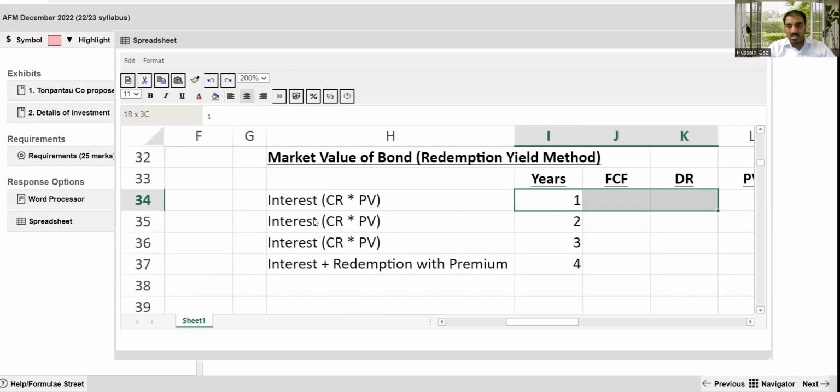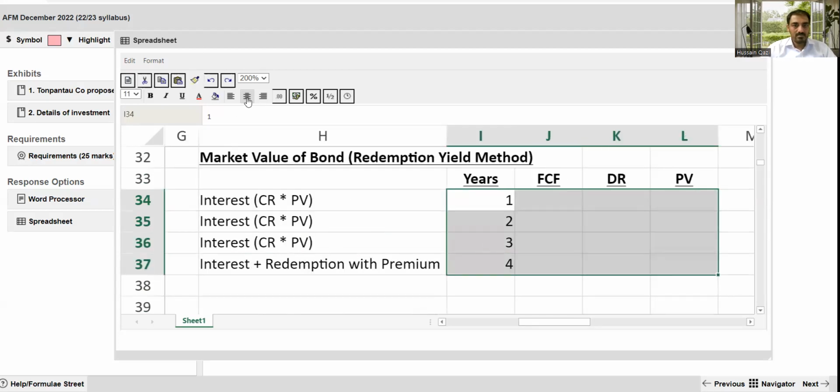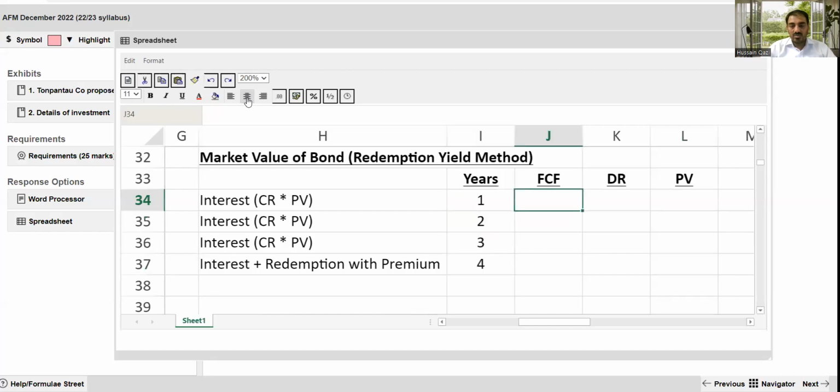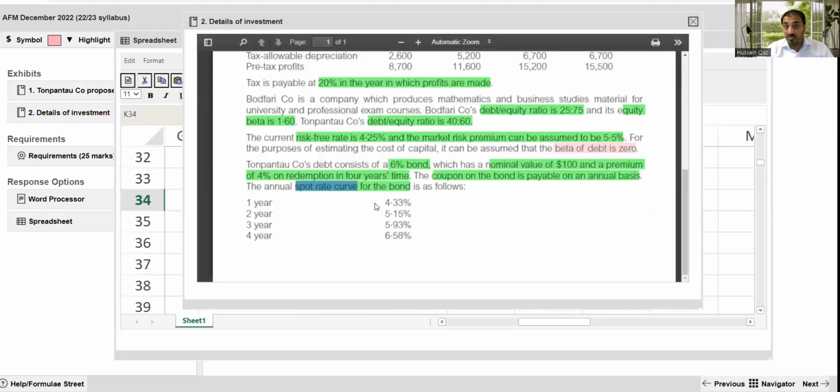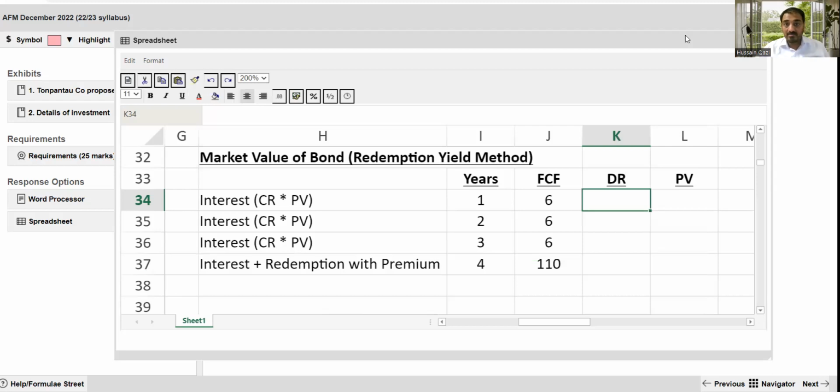Now calculate quickly the future cash flow. That is equal to 100 into 6%, 6, then 100 plus 4 plus 6, 110. Discount rate, very important. We will use these discount rates. That's very important. 4.33% for the first year, 5.15% second year, 5.93% third year, 6.58% fourth year. We will work out in this manner.